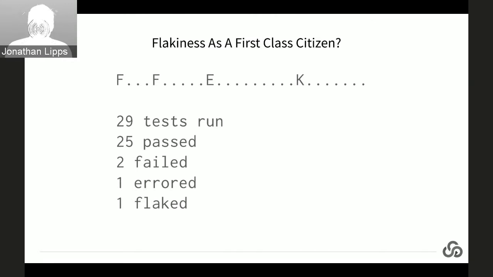tests that are run. You've got dots meaning passes and Fs meaning failures and maybe Es meaning something blew up. Something I've seen in the past is where we add a new category of test result and we actually make a flake a first class category when it comes to test reporting. So we have a little K symbol here, which stands for flake. And this can be really, really useful actually.